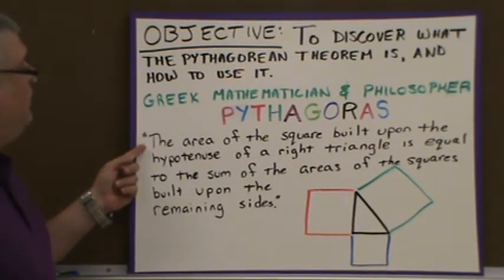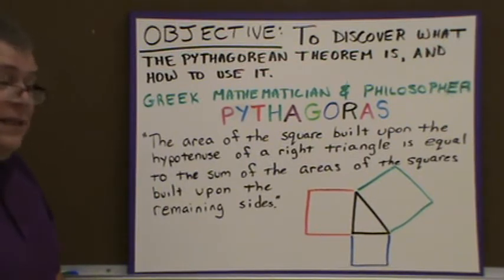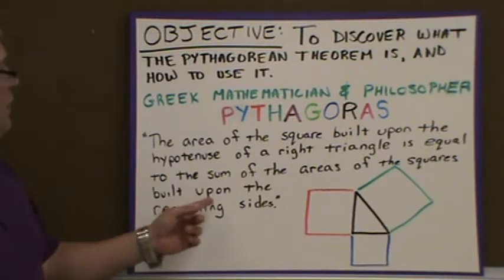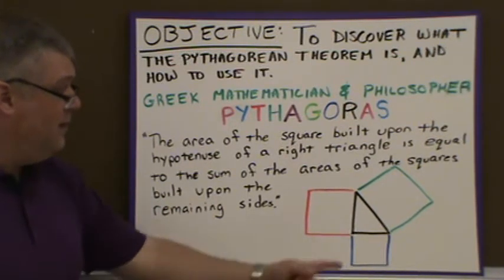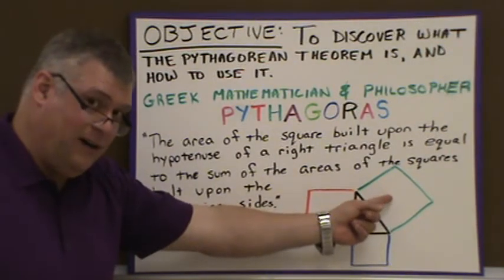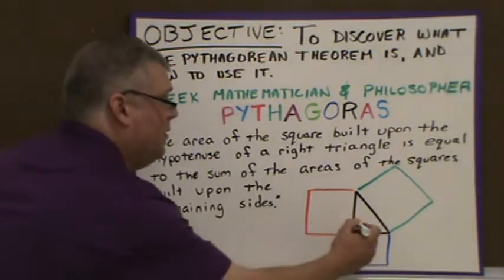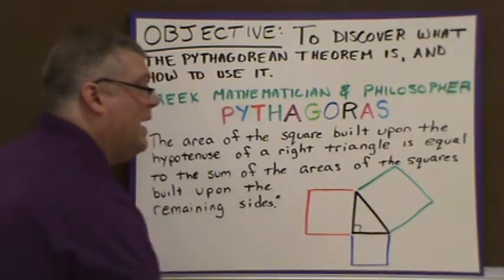The Pythagorean theorem says the area of the square built upon the hypotenuse of a right triangle is equal to the sum of the areas of the squares built upon the remaining sides. The area of this square is equal to the sum of the areas of these two squares, where this is the right angle.